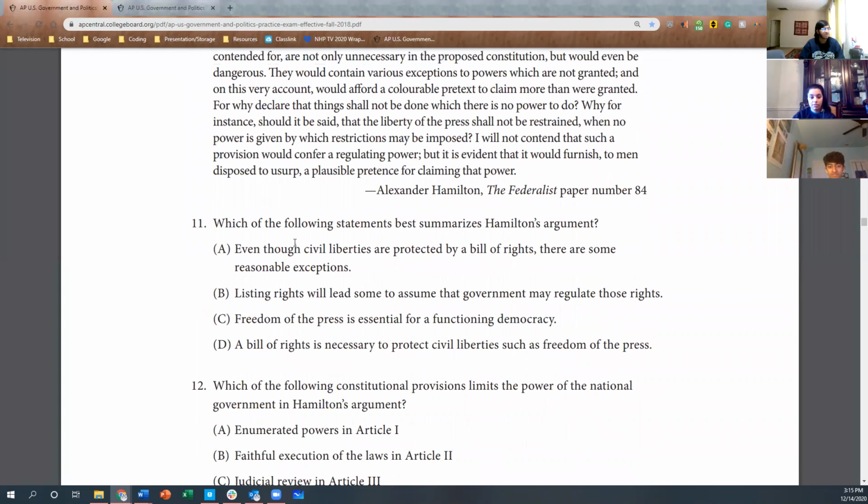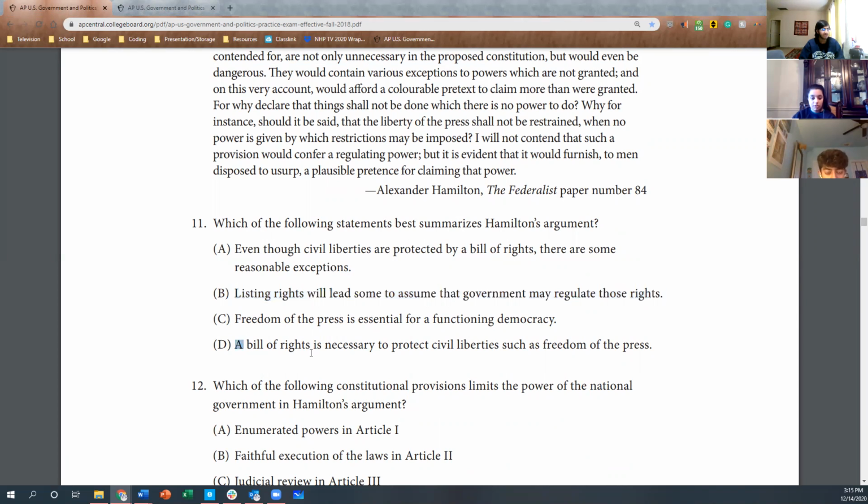Which of the following statements best describes Hamilton's argument? Even though civil liberties are protected, he doesn't think that they're protected. He thinks that they're threatened. Listing rights will lead to assumptions. I think that's the right answer. Yeah, that's what I was thinking.